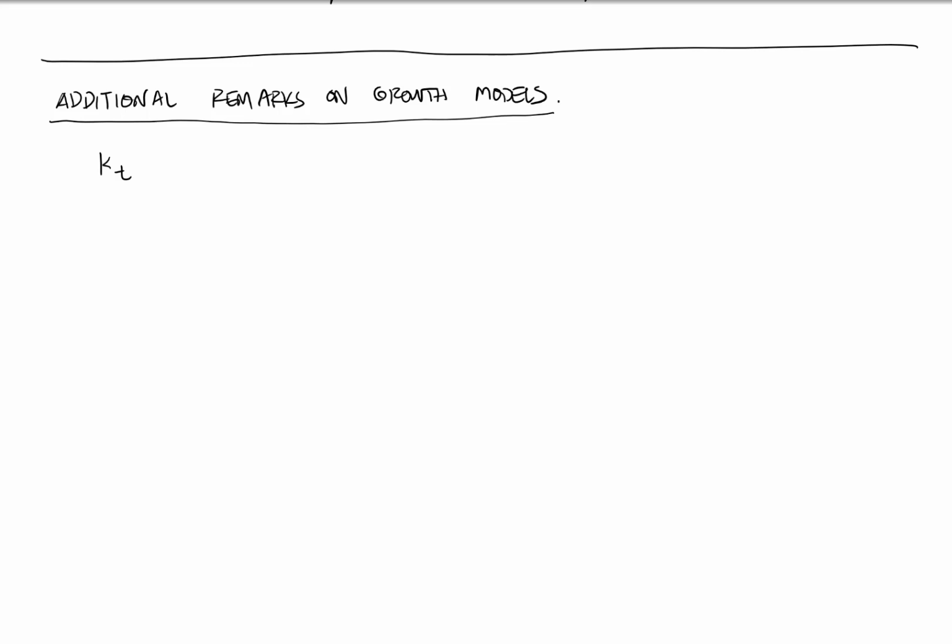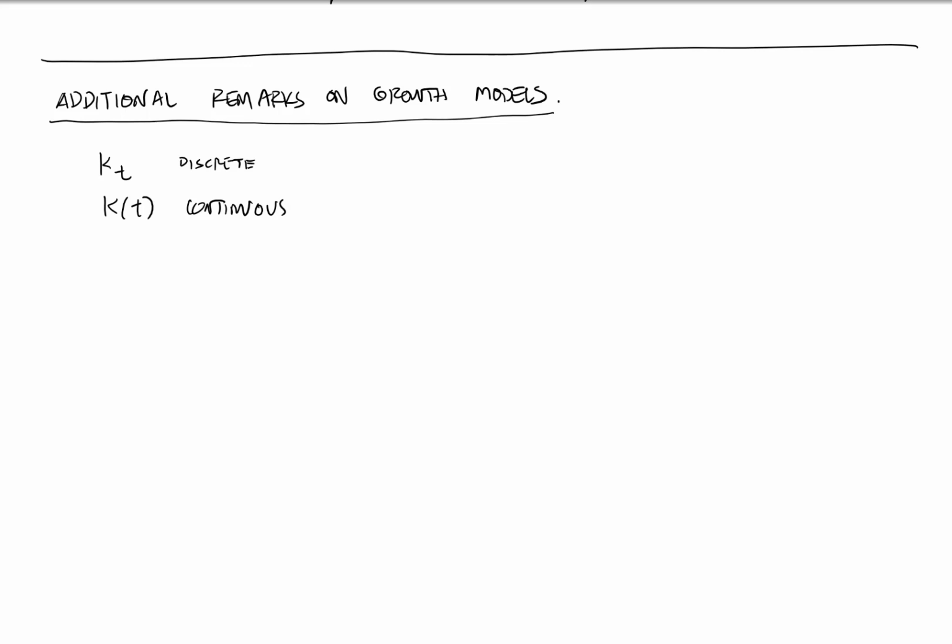I think from now on, I'm going to attempt to differentiate between discrete time, so I'm going to use k sub t like this for discrete time, and I'm going to use the functional notation k of t for continuous time.